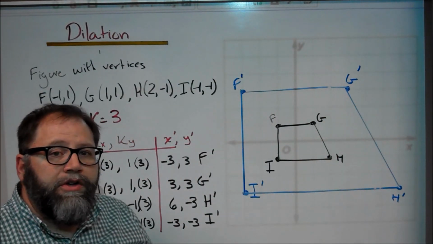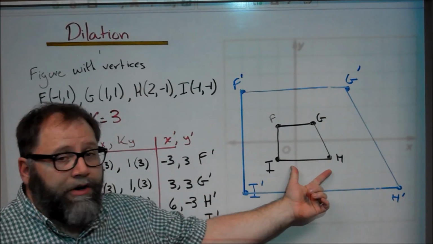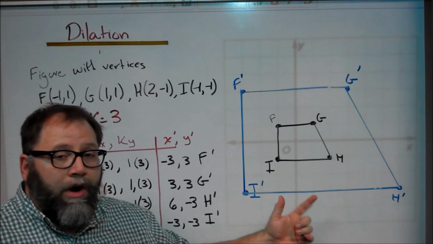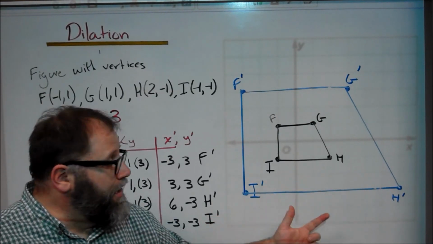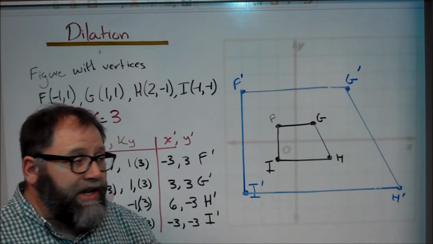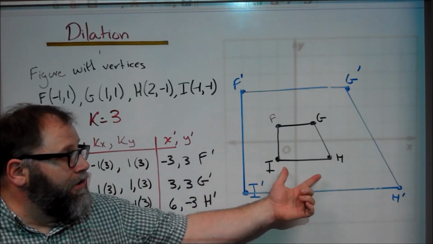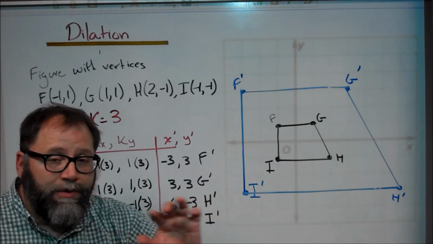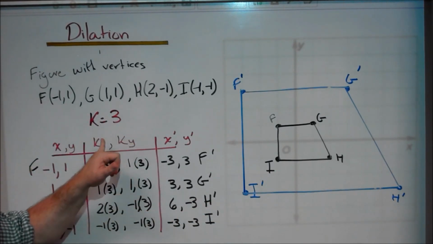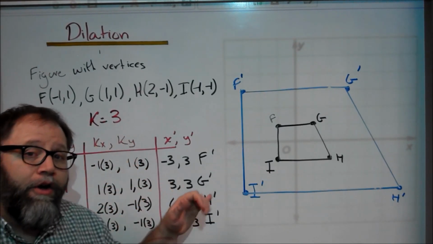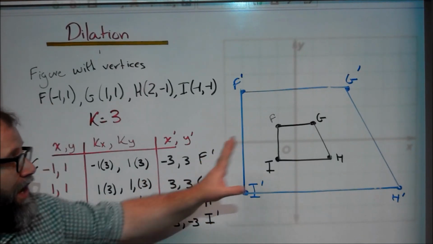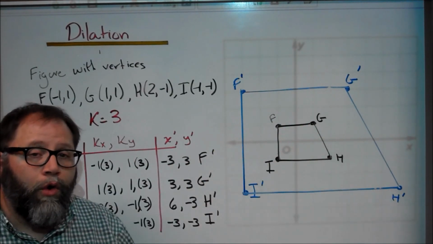Yeah. So what we know is our image here, and then our pre-image is here, and this blue one is 3 times larger than the pre-image, right? So we took each x, multiplied it by the k-factor, took each y, multiplied it by the k-factor, and then graphed the new ordered pairs.